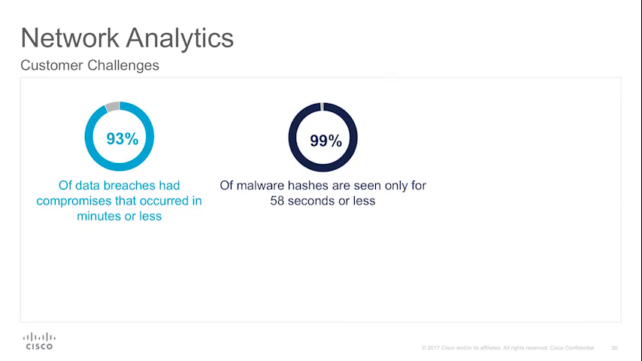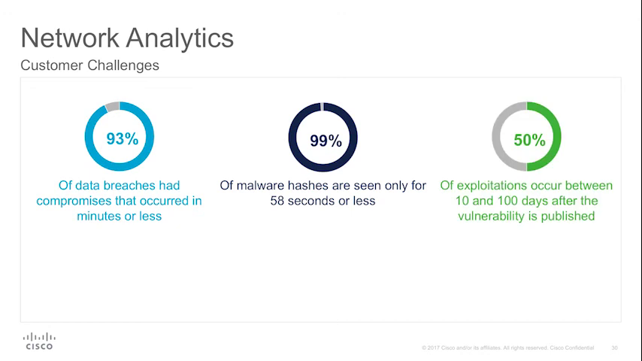Additionally, 99% of malware hashes are only seen for 58 seconds or less, and most malware is only seen once. This reflects how quickly hackers are modifying their code to avoid detection. Finally, 50% of exploitations happen between 10 and 100 days after the vulnerability is published, with a median of 30 days. Vulnerabilities need to be patched as soon as possible to minimize the impact of the breach.